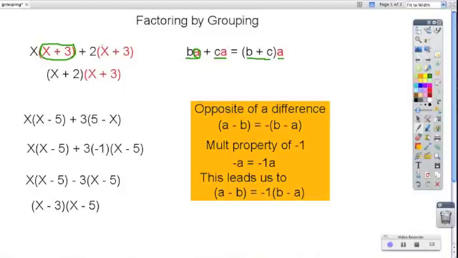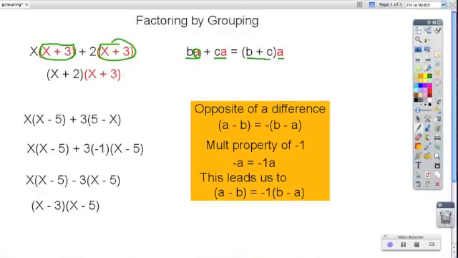So here's the A part right here. This is the x plus 3. Notice that the A part goes on the outside of the parentheses. So we take the x plus 3 and put it on the outside of what we multiplied to get this. And we put x plus 2 here. This is the B and the C part.